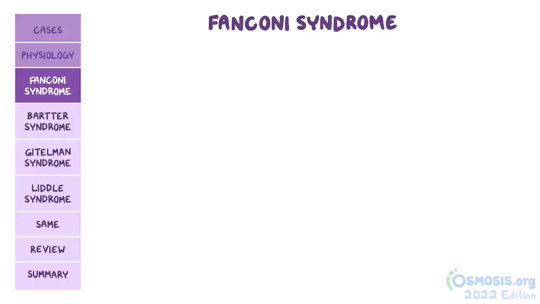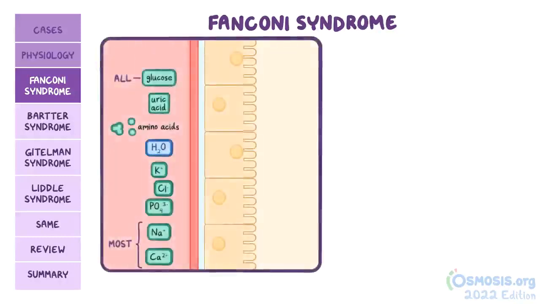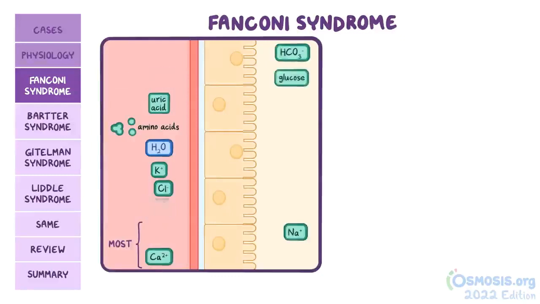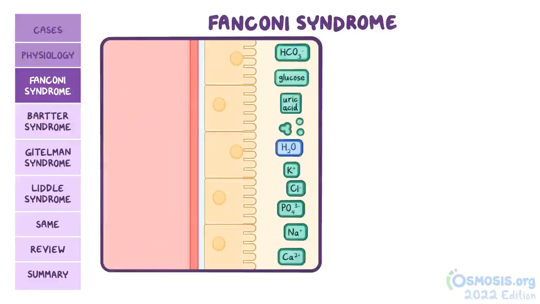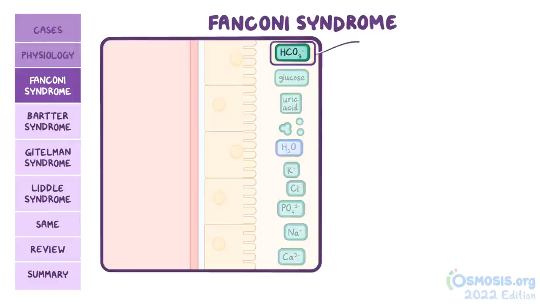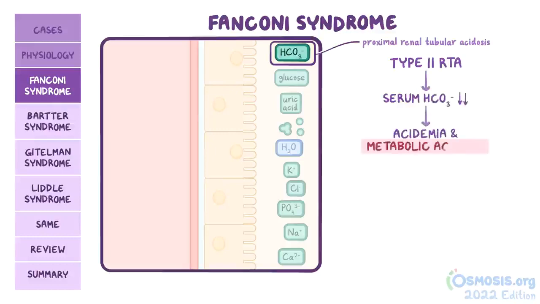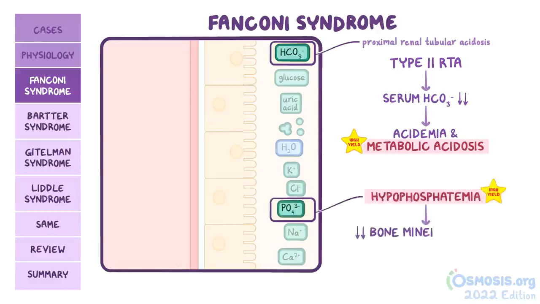Alright, now since the entire proximal tubule is damaged, it won't be able to reabsorb things like bicarbonate, sodium, glucose, phosphate, uric acid, etc., and they're lost in the urine. Now, when bicarbonate is not reabsorbed in the proximal tubule, it can lead to proximal renal tubular acidosis, or type 2 renal tubular acidosis, also known as type 2 RTA. Here, a lot of bicarbonate is lost in the urine, and as a result, serum bicarbonate levels fall, leading to acidemia and metabolic acidosis. Another important fact to remember is that since phosphate is lost in the urine, there's also hypophosphatemia, which in turn decreases bone mineralization, so these people often suffer from osteopenia.